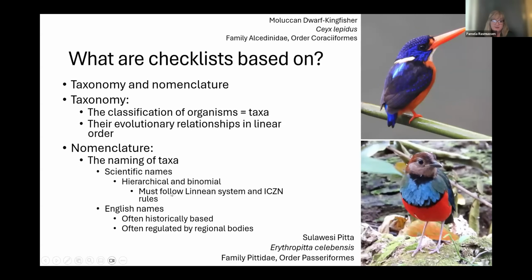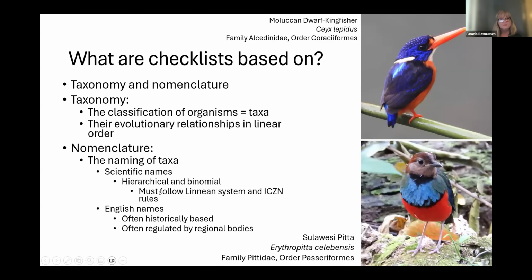And there is a very strict set of rules that have to be followed from the ICZN, which is the International Commission for Zoological Nomenclature, when applying and using scientific names. We won't go into the details. We could be here all day just doing that.